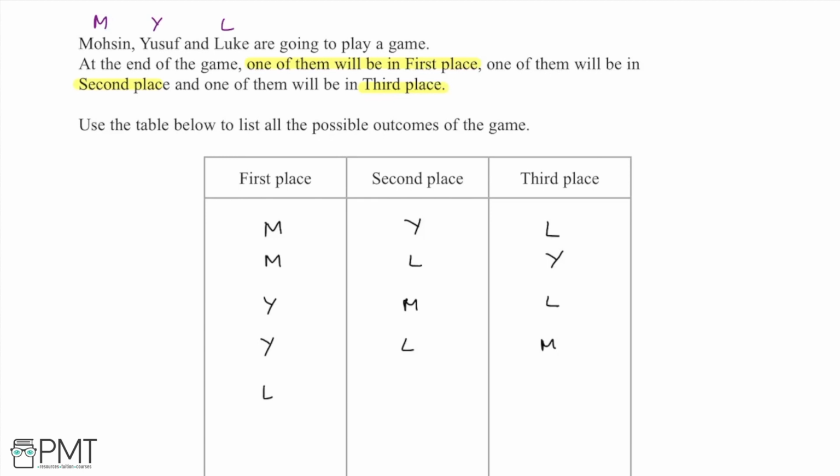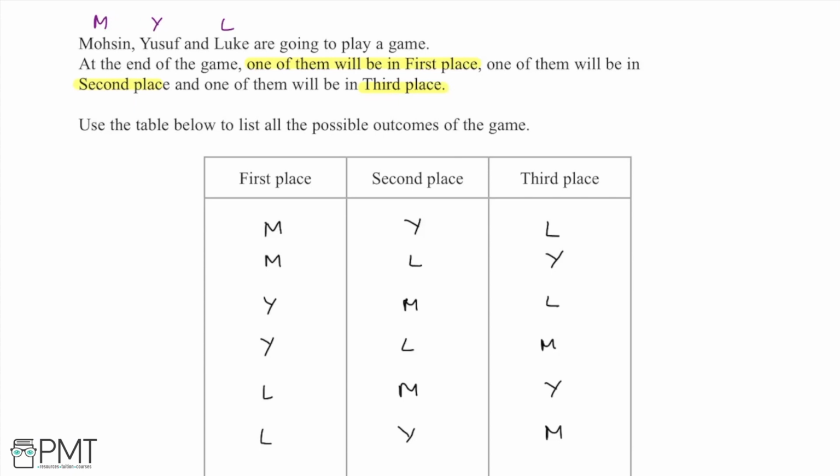Now finally, if I switch to the third letter, so the L being in first place, I can then put these 2 other letters in any order, so M and then Y. And if I keep the L in first place again, I can switch the second and third place around, so Y and M. And that's all the possible outcomes with L in first place. So we've worked through this in a logical way with each letter in first place twice, switching the second and third place around, and that's given us 6 different options.